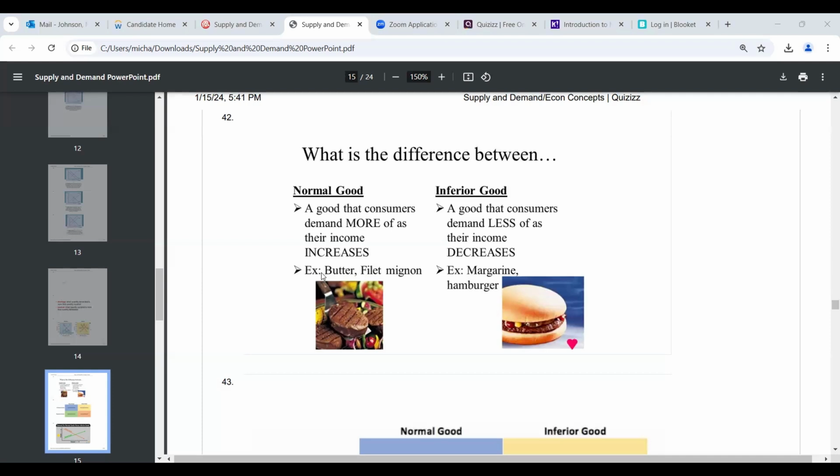So they bring up an example. Normal good would be like butter, while inferior good would be margarine. A filet mignon would be a normal good, while hamburgers are an inferior good.